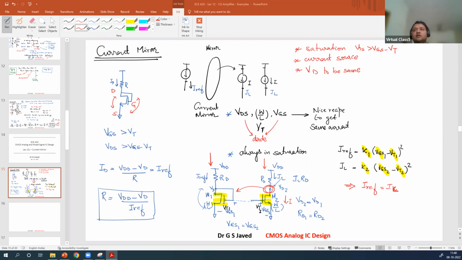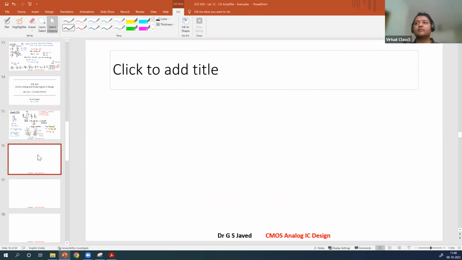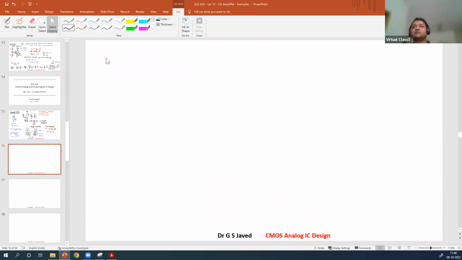So there is a reference equation that you will get. How do you get that? Let us see. This is called the limitation of the load resistor.